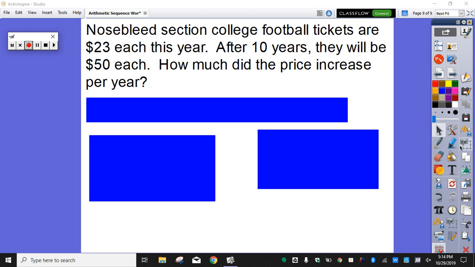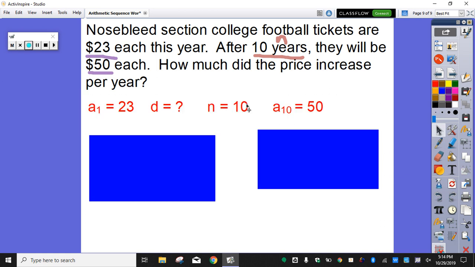So when I first look at this, I'm noticing units. I see that we have $23, $50, and then over here it says 10 years. So that tells me that this is my N value because it's years. So from there, I can break this up. It says our first year, it's $23, so that's my first term. After that, they'll be $50 each.